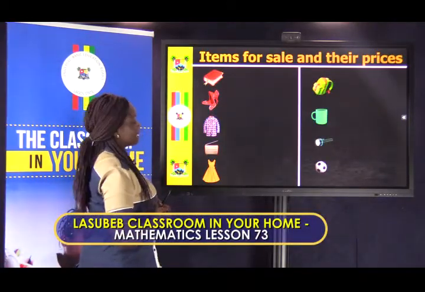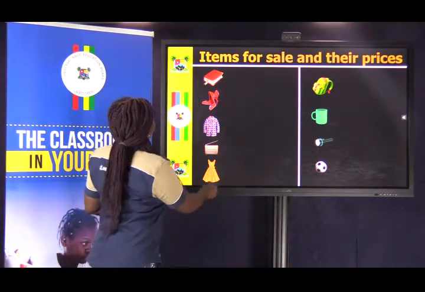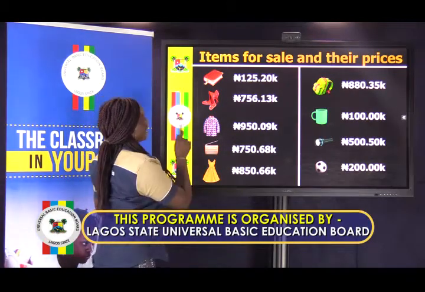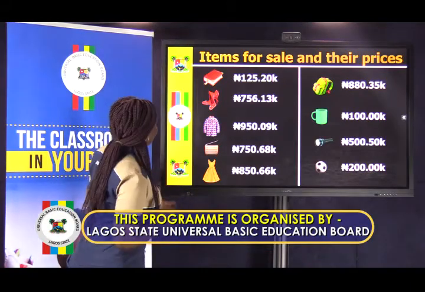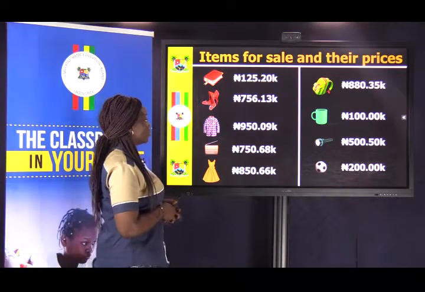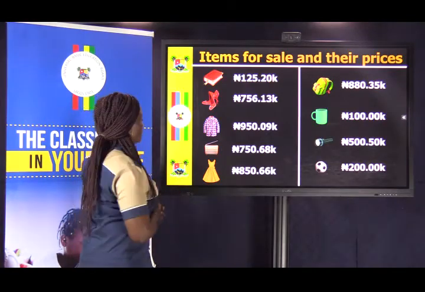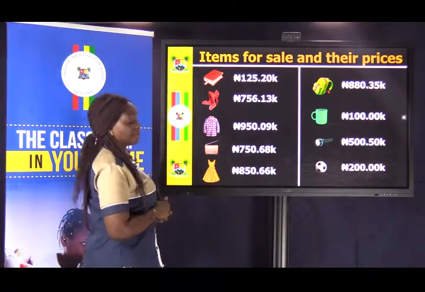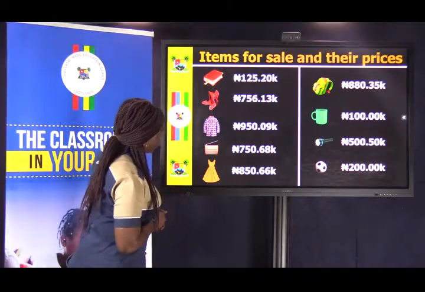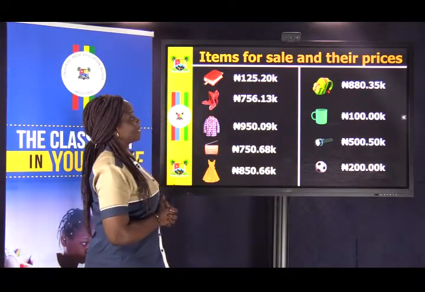Items for sale and their prices. So I've brought the supermarket to the board. We have a textbook and it costs 125 naira 20 kobo. We have beautiful pairs of high heel shoes and it costs 756 naira 13 kobo. I have a shirt. It costs 950 naira 9 kobo. A radio, 750 naira 68 kobo. A dress, it costs 850 naira 66 kobo. A school bag, 880 naira 35 kobo.